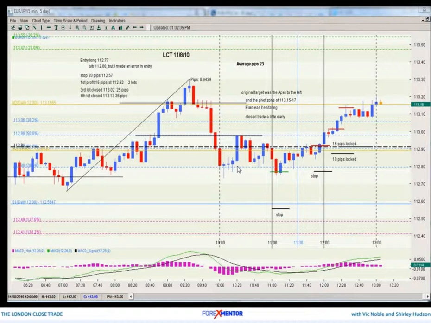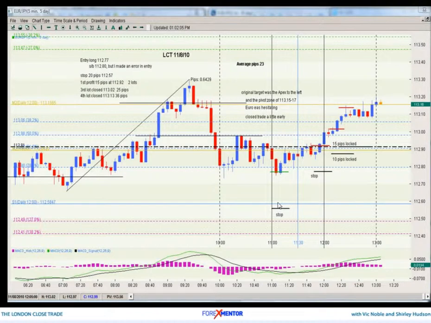This was a Monday. This was the very first day after daylight saving time was back in sync between the UK and North America, and I decided to wait and see what was going to happen, and therefore I took this second entry right here. Actually, this line is a little off. It should be right here, okay? And my stop is, these lines are just down about 5 pips from where they belong, so I'm sorry about that. We've tried to correct all the slides and make sure that they're right.